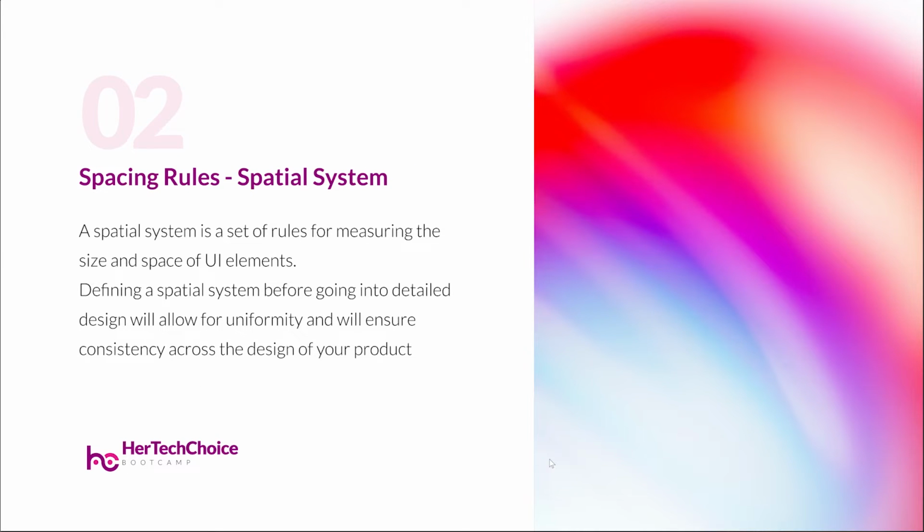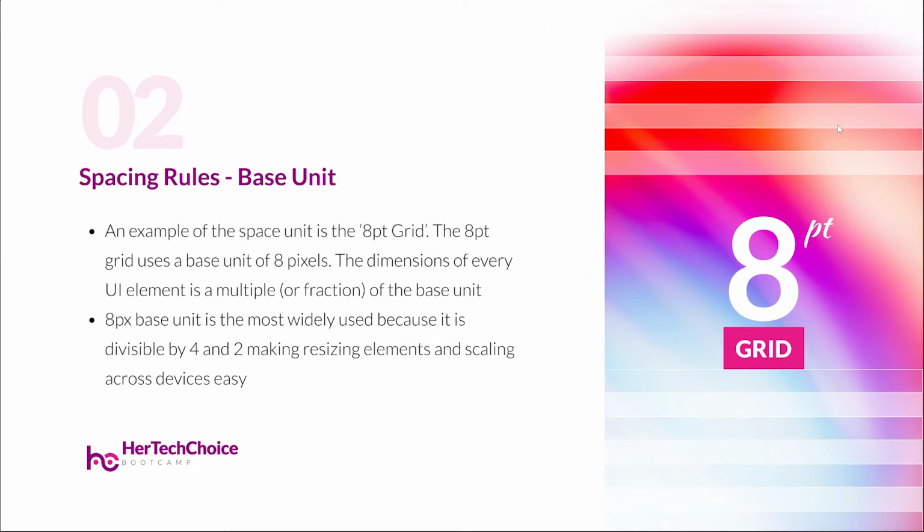Now let's move to the spacing rules. A spatial system is a set of rules for measuring the size and space of the UI elements. Defining a spatial system before going into detailed design will allow for uniformity and will ensure consistency across the design of your product. One of the factors that affect spacing is the base unit.